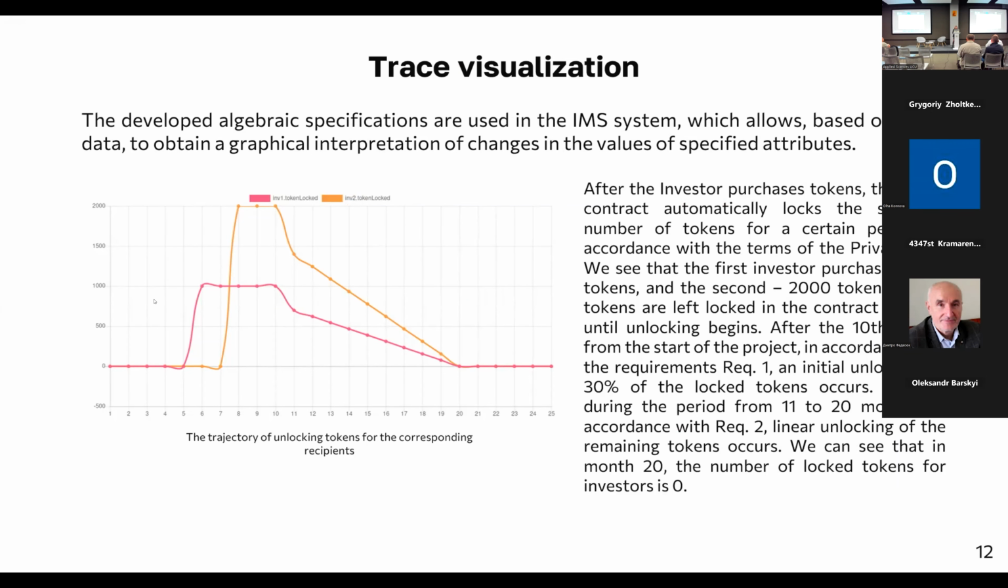After 10 months from the start of the project, in accordance with requirement 1 from the previous part, an initial unlocking of 30% of the locked tokens occurs. Then, during the period from the 11th to the 20th month, in accordance with requirement 2, linear unlocking of the remaining tokens occurs. And we can see that in month 20, the number of locked tokens for the investor is 0. So the modeling results meet our expectations.